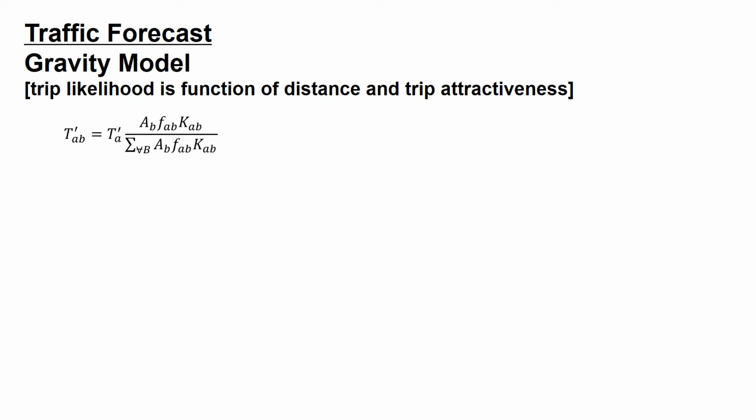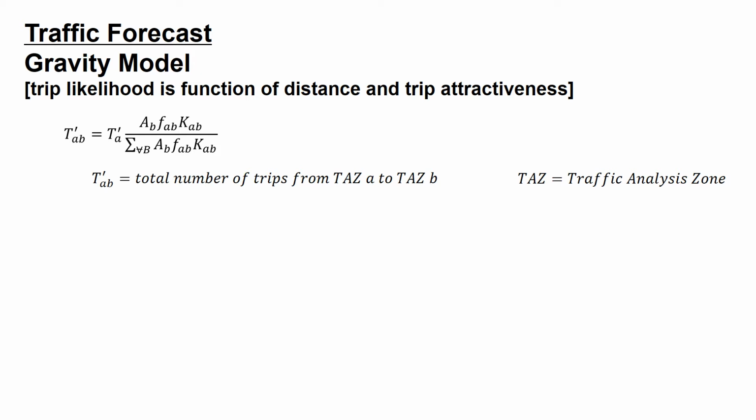Of course, there are many more sophisticated models in traffic forecasting. This is a simplified model just looking at this one perspective, but there are lots of other things that we can consider if we're actually doing traffic forecasting. What we're going to do is solve for the total number of trips from TAZ-A to TAZ-B, where TAZ is the traffic analysis zone. And so this is what we're going to use the equation for.